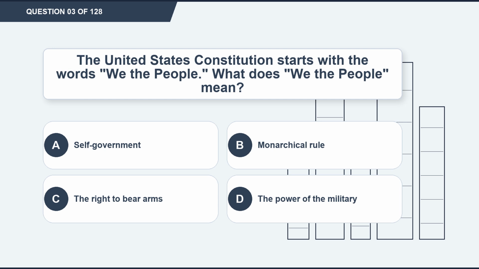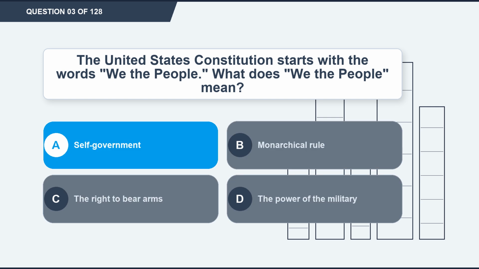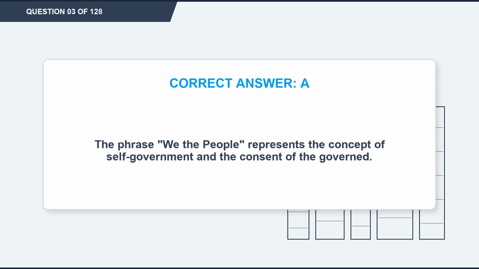Question 3. The United States Constitution starts with the words "We the people." What does "We the people" mean? Option A. Self-government. Option B. Monarchical rule. Option C. The right to bear arms. Option D. The power of the military. The correct answer is option A. Self-government. Explanation. The phrase "we the people" represents the concept of self-government and the consent of the governed.